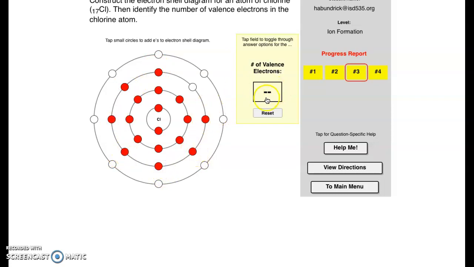Okay. Valence electrons are the number of electrons in the outer energy level. So it looks like the outer energy level is this one, but if the energy level is empty, you don't consider it as part of the atom. So the outermost energy level would be this one that I'm tracing right here. So in that energy level, there are 7 red dots. So that means that there's 7 valence electrons.